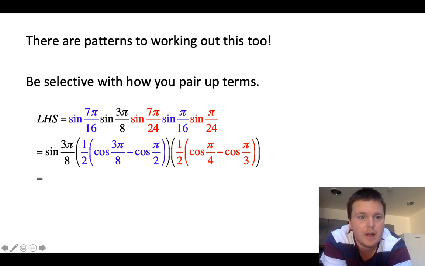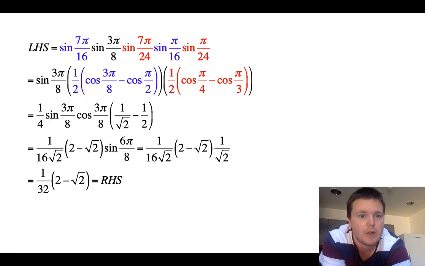Then we can use the product to sum formulas on the formula sheet. When we do that, we get these cosine pi over 2, cosine pi over 4, cosine pi over 3. They're all just numbers that we know the values of. And the only thing we're left with is the sine 3 pi over 8, cosine 3 pi over 8 thing. We use the double angle formula on that. And with a bit of messing around, you guys can work out where this working's going, and that gives us the answer.